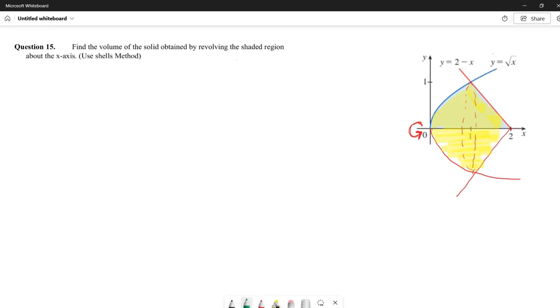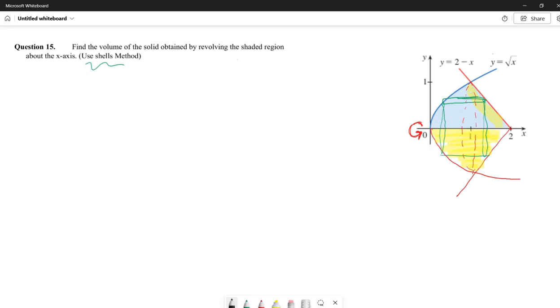I want to find the volume using the shell method. So the shell method means you need to try to draw a cylindrical shell from this by rotating a small rectangle which we take from the region, rotating that around the same axis of rotation. The axis of rotation is the x-axis. So the cylinder's axis of rotation is also the x-axis.